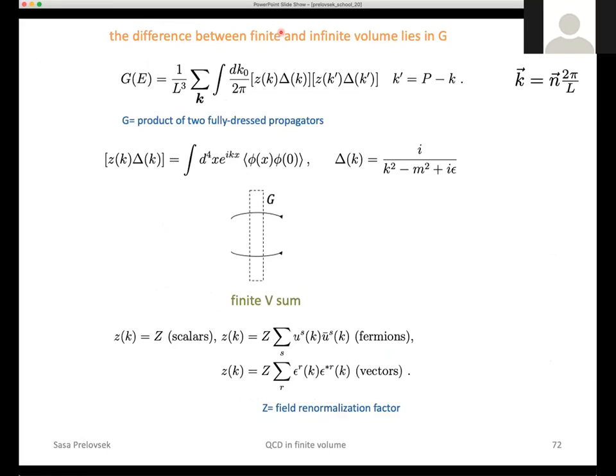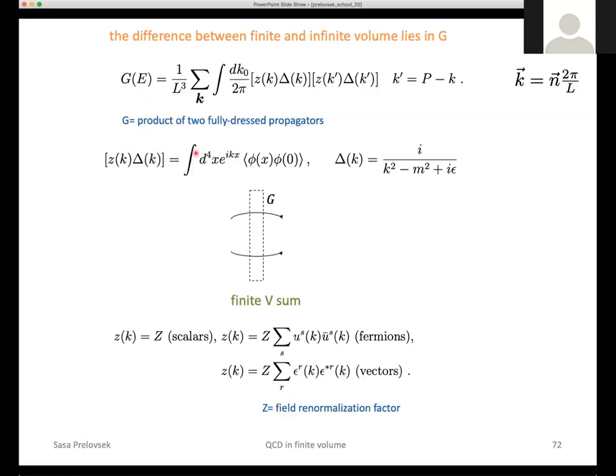As I said, I tried to give you a glimpse of this derivation. Now, this G, which is a product of two fully dressed propagators, is the main object that makes it different in the finite or infinite volume. This is the main difference between finite and infinite volume, so we have to study it carefully. So what is this G? Well, it's a product of two propagators. This is one propagator. This is the other propagator.